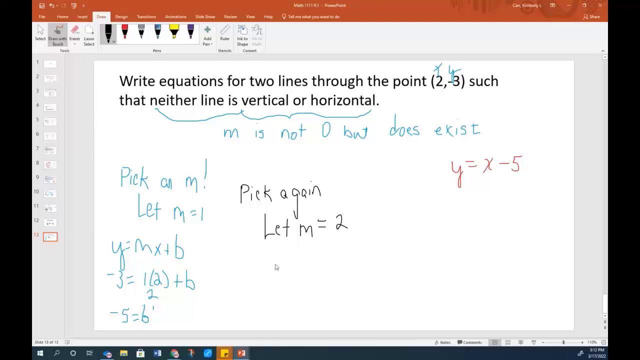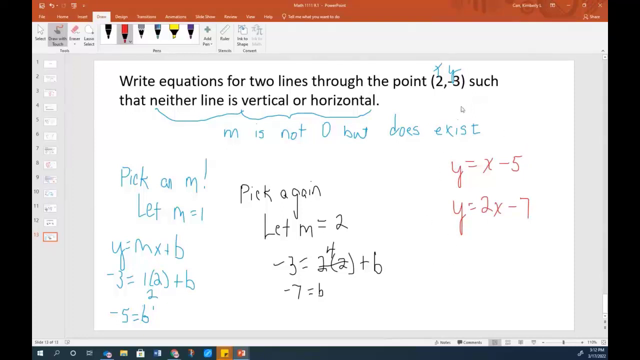Then when I go to plug this in, their value, y equals my m times their x plus b. Okay, well, 2 times 2 is 4. Now subtract 4 from both sides, I get -7 equals b. So once again, now that I have b, I'm ready to write my answer. y equals, now it's mx, I picked 2 for m this time, and then plus b.